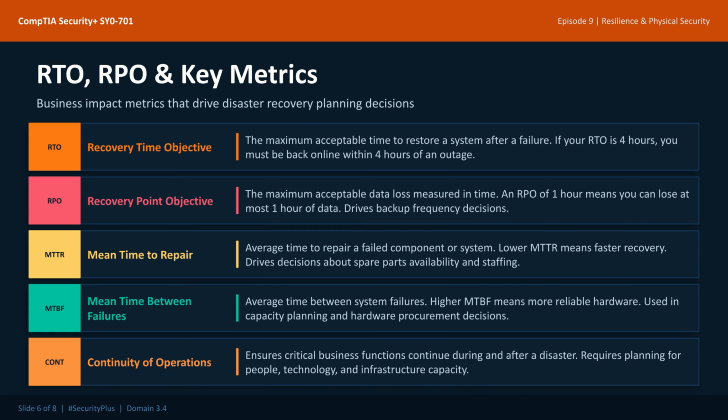Key disaster recovery metrics drive planning. The recovery time objective, or RTO, is the max time to restore a system. Recovery point objective, or RPO, is the max acceptable data loss. Mean time to repair, MTTR, focuses on repair speed, and mean time between failures, MTBF, measures reliability.